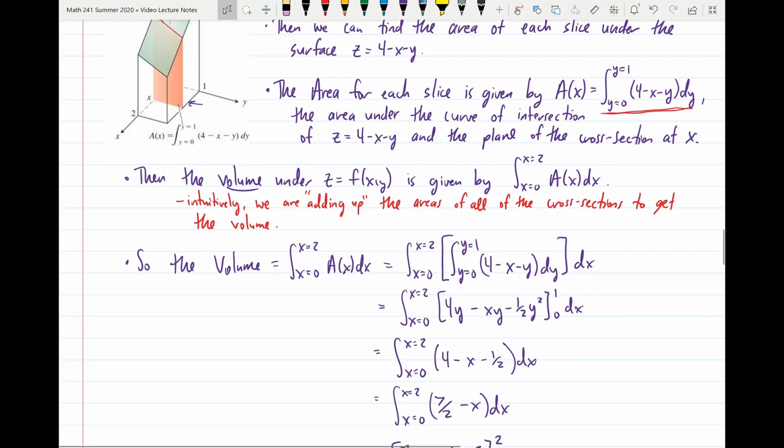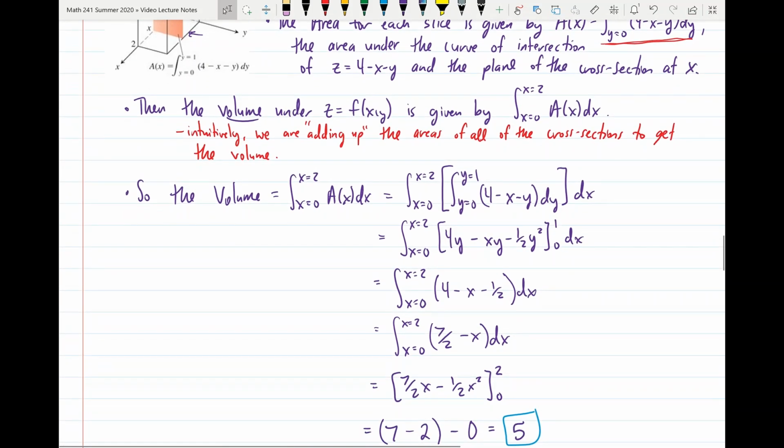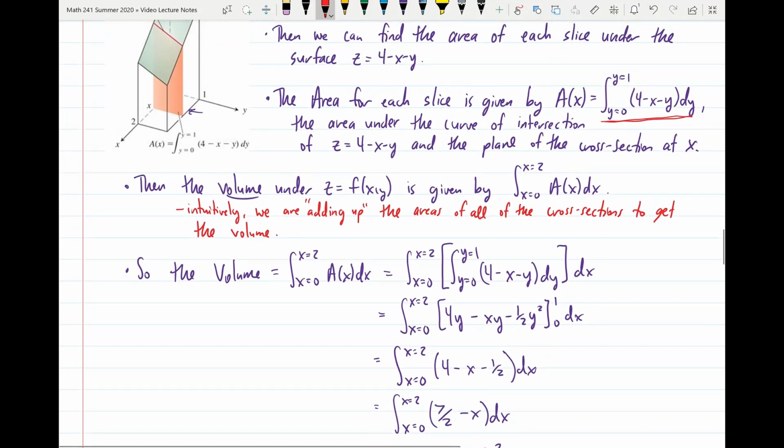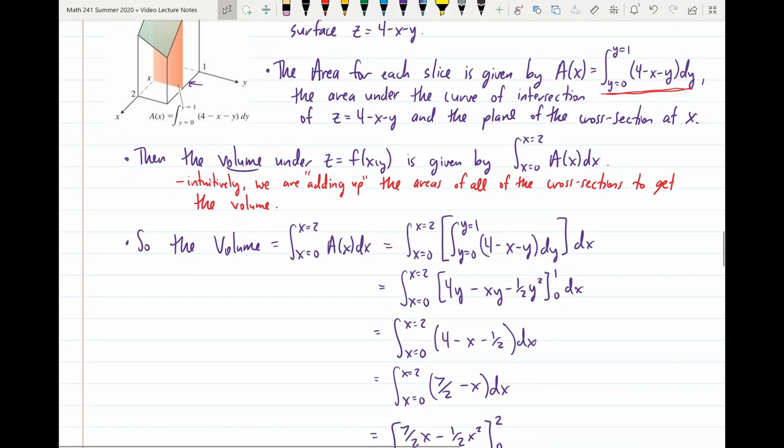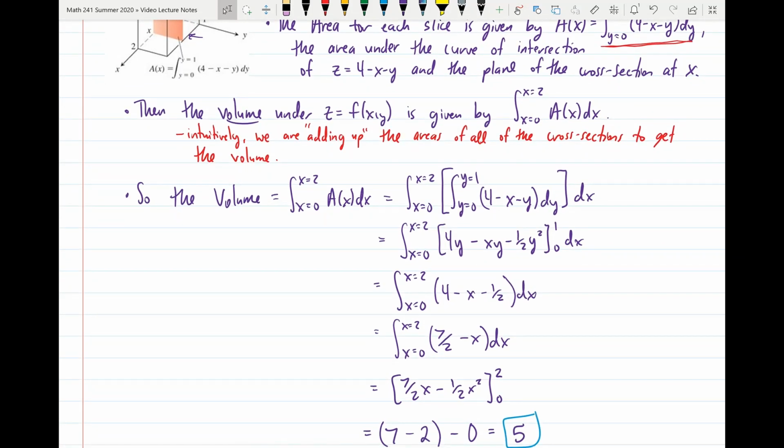to get the volume underneath the whole surface. So in this case, the volume is going to equal, as we already said, the integral from x equals 0 to x equals 2 of A of x dx, where that A of x function gives us the area for different cross sections perpendicular to the x-axis. Then we can do a little bit of substitution here. We know that A of x is equal to the integral from y equals 0 to y equals 1 of 4 minus x minus y dy.